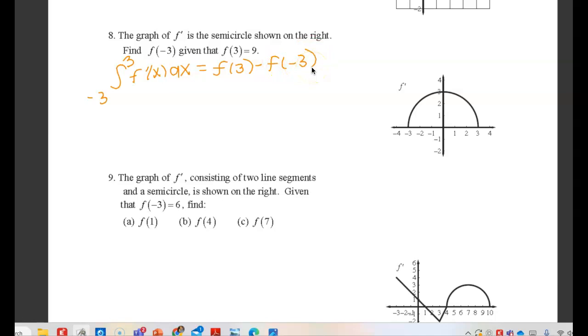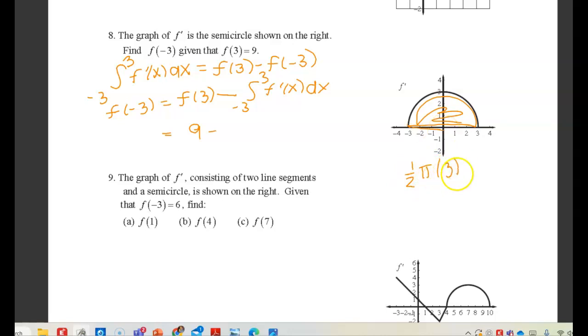So if I'm looking for f of -3, this is the case where I subtract the area of the integral away. So f of -3 is equal to f of 3 minus the integral from -3 to 3 of f prime of x dx. So f of 3 is 9. I'm subtracting from it the area of my semicircle. So that's 1/2 pi, radius 3. So I'm subtracting from 9 pi halves.